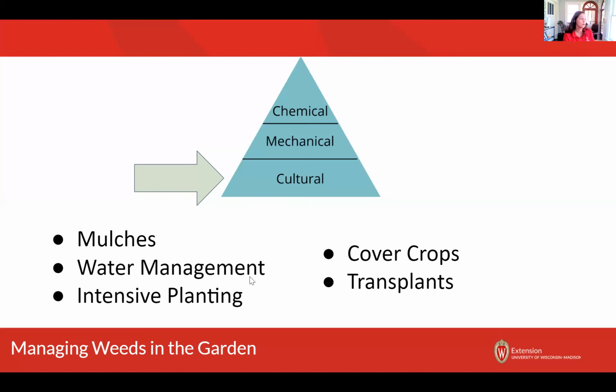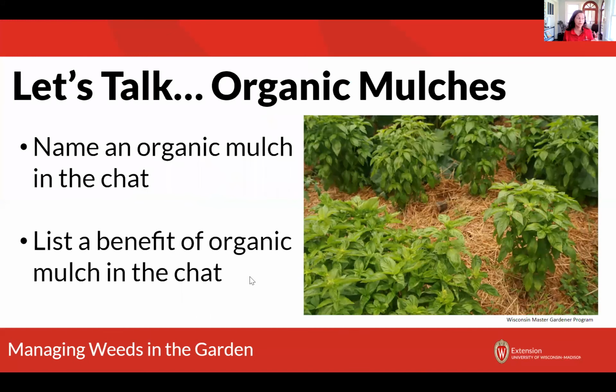Okay, so let's talk about mulches, and specifically organic mulches. When I'm thinking of organic mulches, I'm just thinking of something that I can use as a mulch that is derived from a natural source. Okay, so if I want to use straw, I'm not necessarily meaning straw that's grown on an organic farm, that's certified organic. I just mean that it's derived from natural sources. So what's a possible organic mulch? Go ahead and drop that inside the chat.